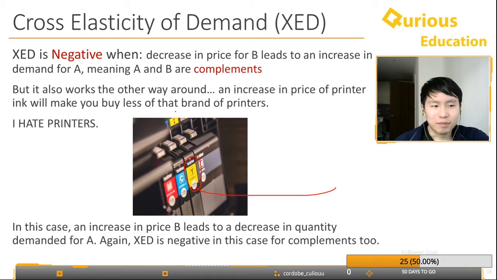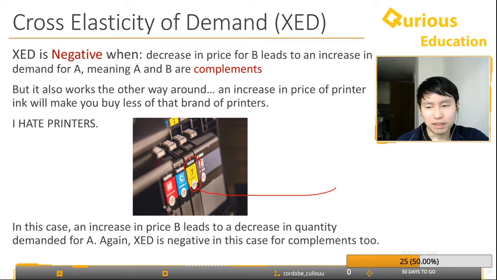But anyway, if we go back to the complements again, if say the price of printer ink increases for that particular brand, say Brother in this case, then most likely I would buy fewer printers from Brother, from the same brand. And that's because I don't want to pay an additional amount for their ink after I obtain the printer, because I need the same printer ink brand to work.